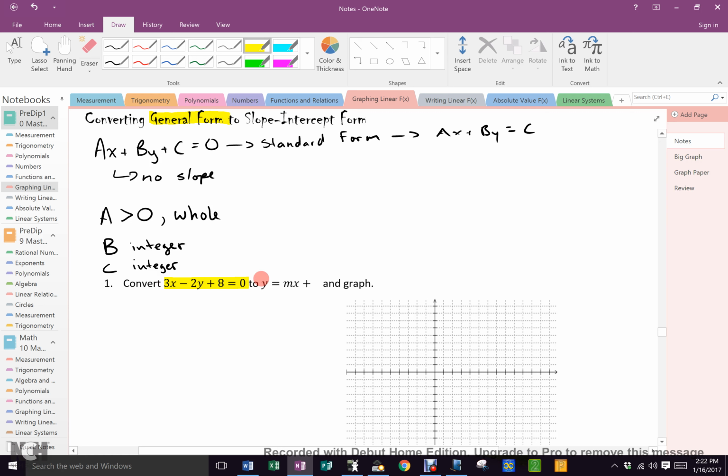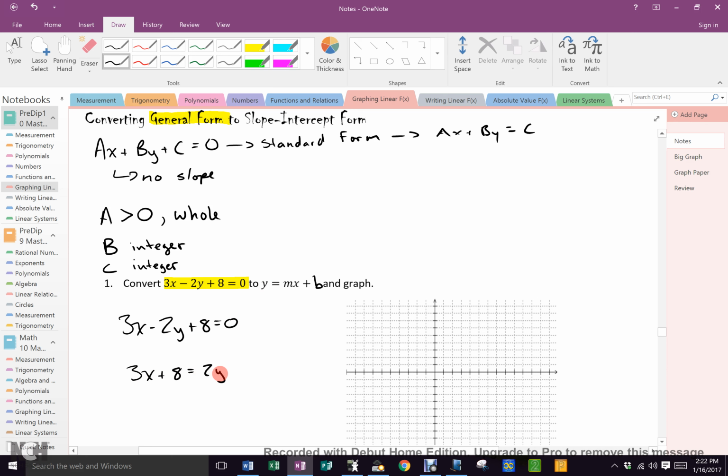Now, if I want to make this look like this, I don't know where my B went there. What do I have to do? Because this is hard to graph, isn't it? But this is easy to graph. Can I move them around? What do I got to do to this to make it look like this? What would I do? What's got to move? I would move the 2y because I need y to be positive and by itself, right? So that's going to get me 3x plus 8 equals 2y.